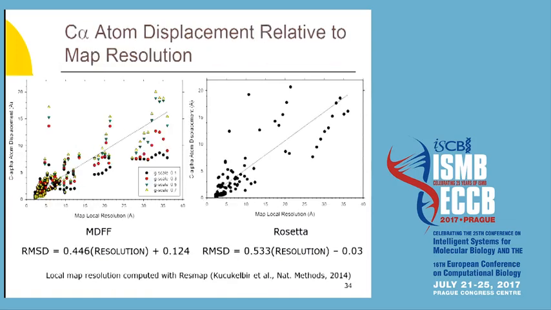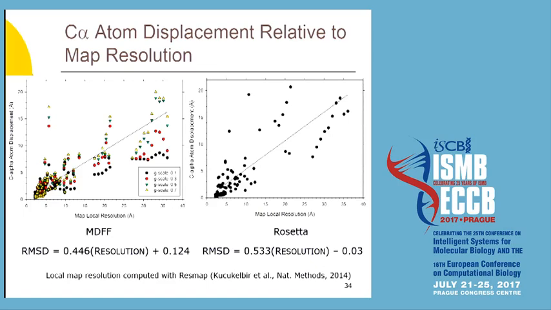The same situation holds if you look at the local density. There is a method called ResMap, which computes the local resolution of the EM map. The x-axis is the map local resolution, and the y-axis tells how much the C alpha positions moved by the refinement protocol. It's the same thing, but slightly more than the global RMSD. At 10 angstrom, on average, the C alpha position moves about 4 angstrom. Rosetta is the same thing. Rosetta moves a little more aggressively, but basically it's the same.